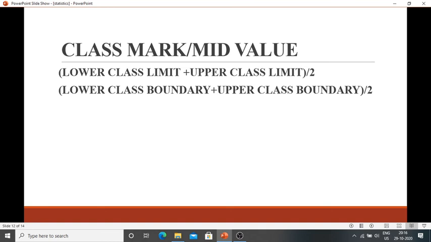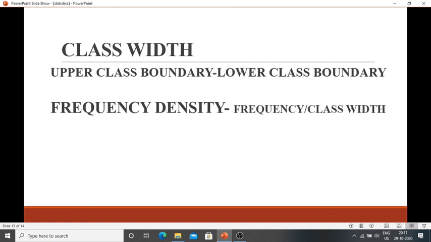Now what is class mark or mid value? It is nothing but the summation of lower class limit and upper class limit, the value obtained divided by 2, and in case of class boundary we will add the lower class boundary with the upper class boundary and divide the obtained value by 2 and we will get what is known as the class mark or mid value. What is class width? It is nothing but the difference between the lower class boundary and the upper class boundary. If we subtract the lower class boundary from the upper class boundary, we will get what is known as class width. Next, we have another term, that is frequency density.